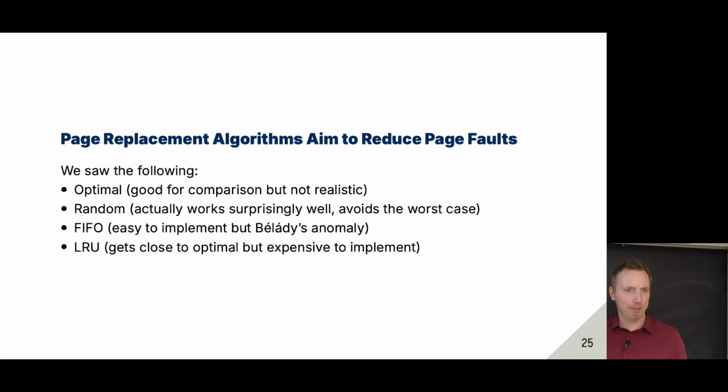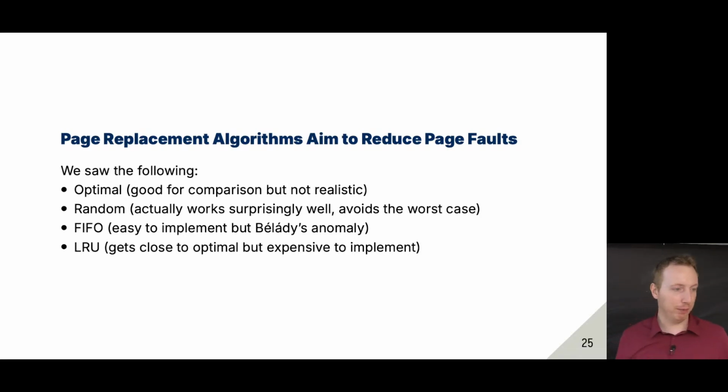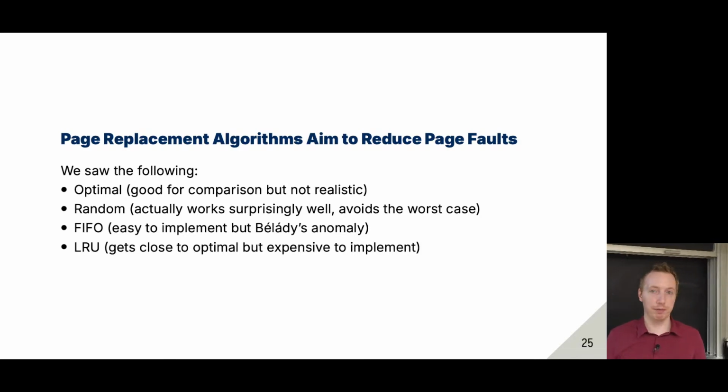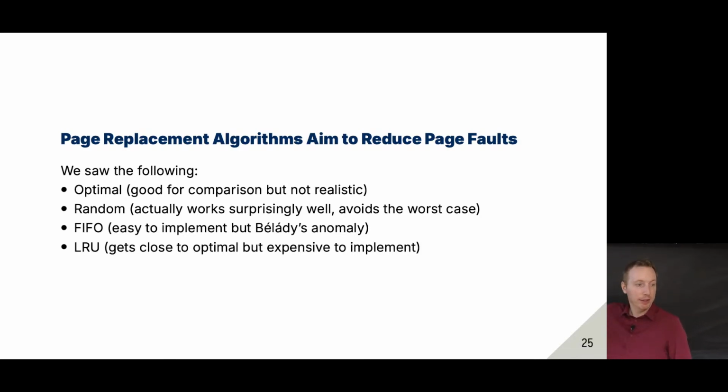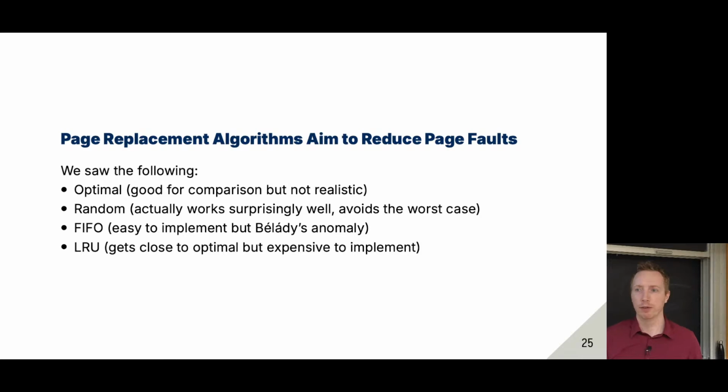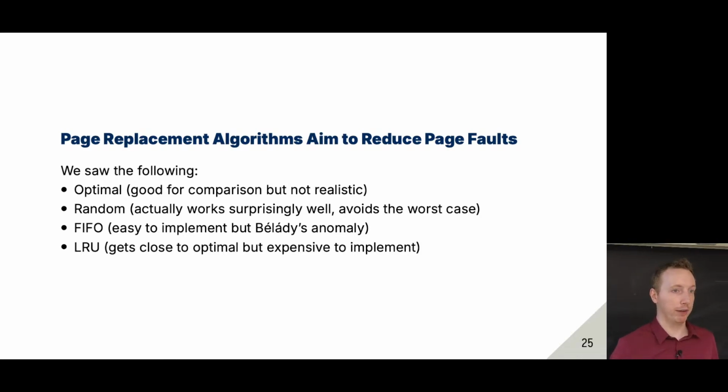Then we did random. Didn't have an example of that, but it actually works surprisingly well because it's better than FIFO. FIFO sucks. But it's easy to implement, but had that weird anomaly where we had less memory and we had less page faults. So that gave us the solution of if we want our computer to go faster, we just get less memory, which obviously doesn't make sense.